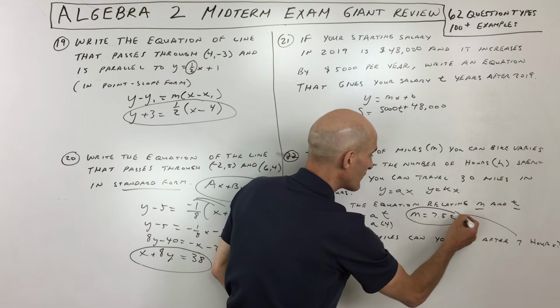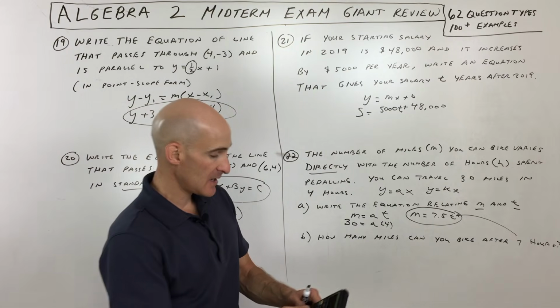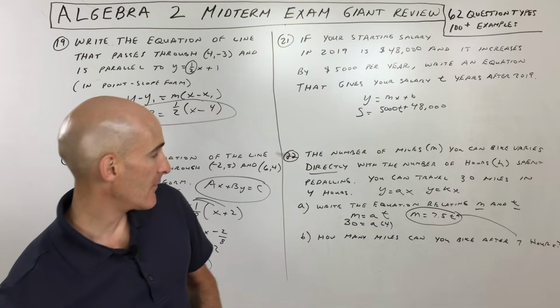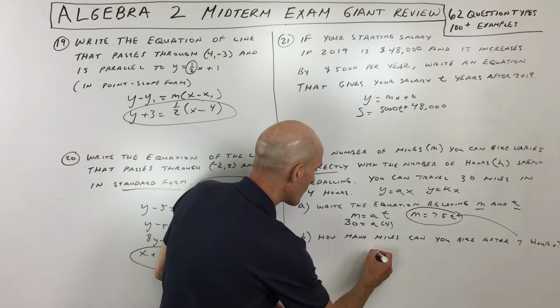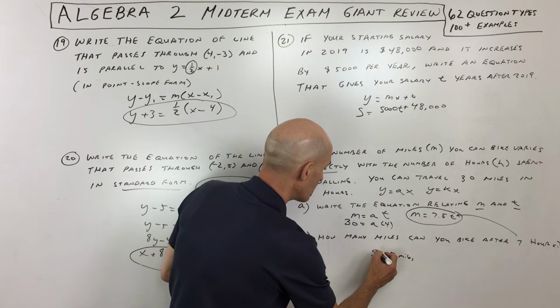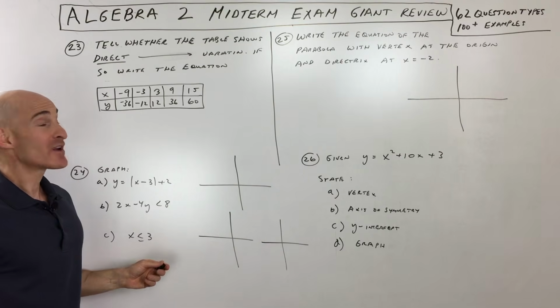Okay, and part B says how many miles can you bike after 7 hours? All we have to do is put 7 hours in for t, and we got it. So I'll go to the calculator on that one. See, 7.5 times 7, 52.5 miles. Remember, with story problems, you always want to put your units. Okay, 52.5 miles.